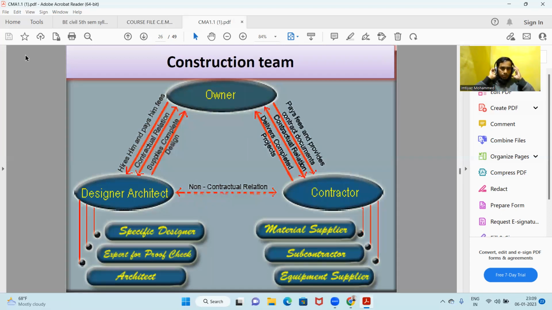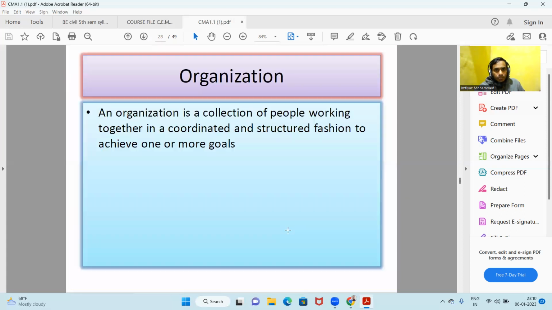So this is the relationship between the different hierarchical levels of the construction team. You have the owner at the top, then you have the designer, architect, and the contractor. You can see the relationship between them. The owner hires the designer, architect, and pays him the fee. He has a contractual relationship with the owner, and he would be supplying the complete design. Regarding the owner and contractor, the owner pays fees and provides contract documents to the contractor. He has a contractual relationship with the owner, and the contractor is the one who delivers the completed project.